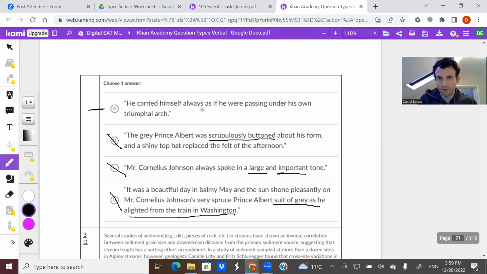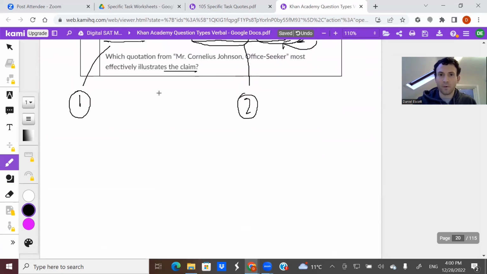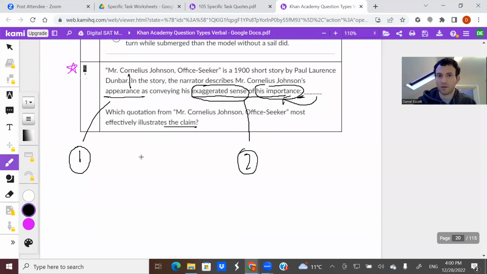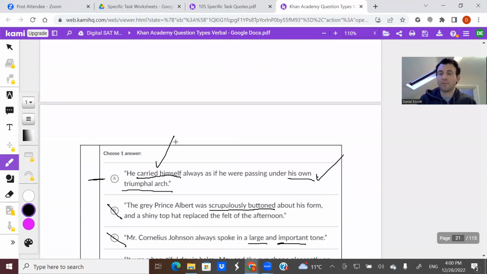He carried himself always as if he were passing under his own triumphal arc. So his own triumphal arc means he's self-celebratory. So he thinks a lot of himself. So that's definitely self-importance. I guess carrying himself, so the way he kind of walks and acts and his mannerisms and dress, that can support his appearance. So the way you carry yourself is the way you make sure you appear to others. Okay. So in that case, we can support A with the claim that we need.